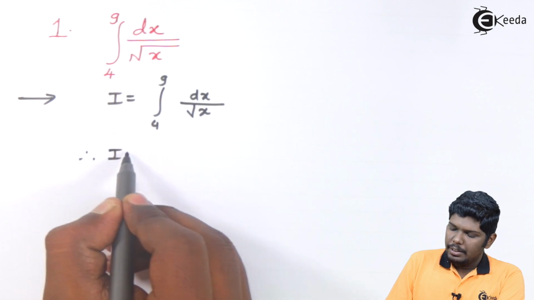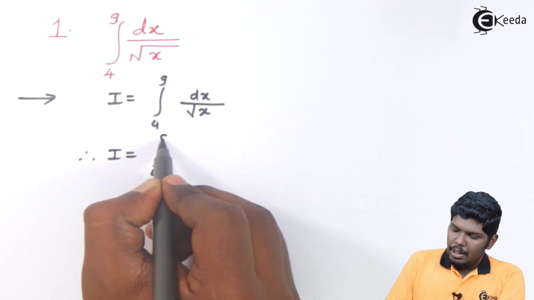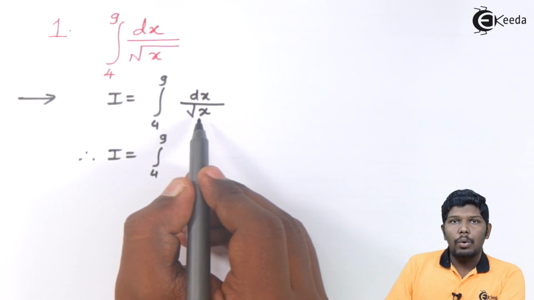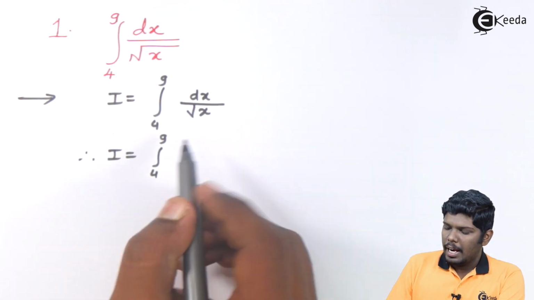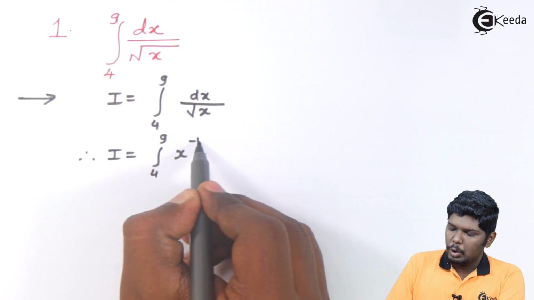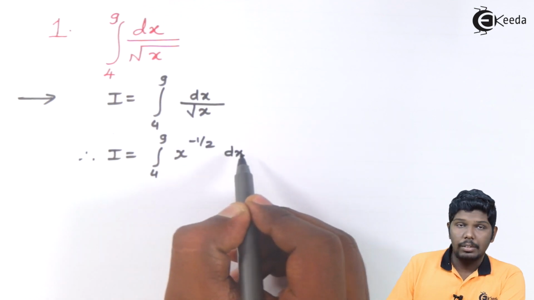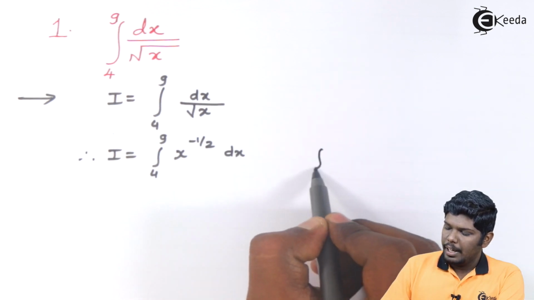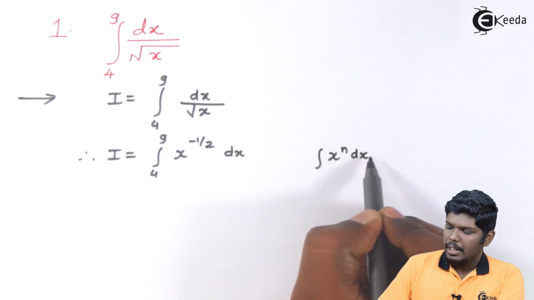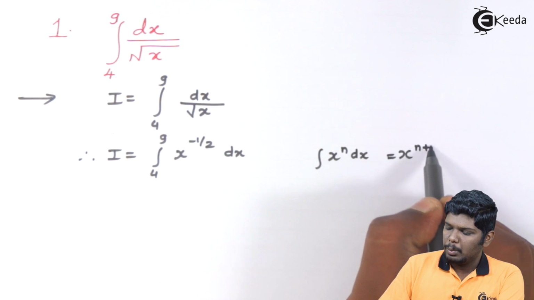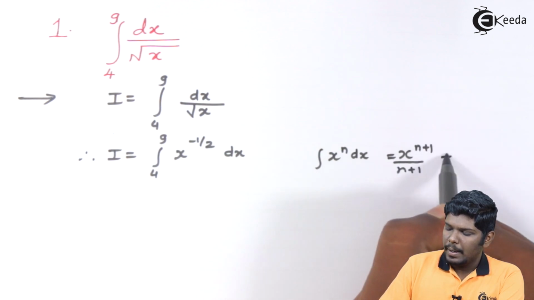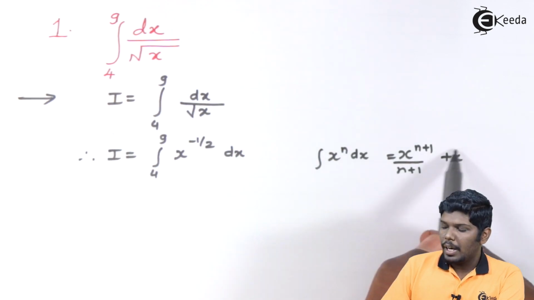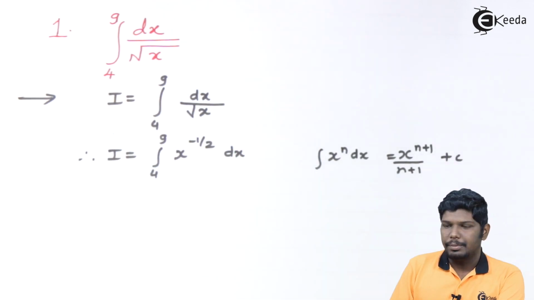Therefore, first we can take this root x in the numerator. Here the power of root x will be x raised to half, and in the numerator this will give you x raised to minus half dx. On further integrating, I can use the formula integral x raised to n dx, that gives you x raised to n plus 1 upon n plus 1 plus c. But this being a definite integration, we won't write plus c as a constant part.